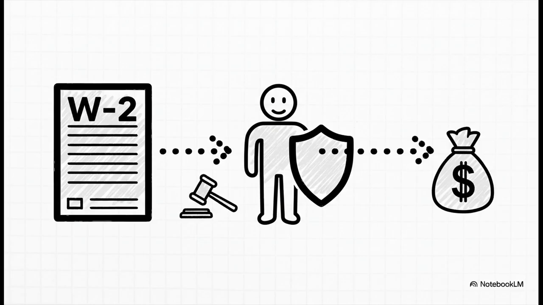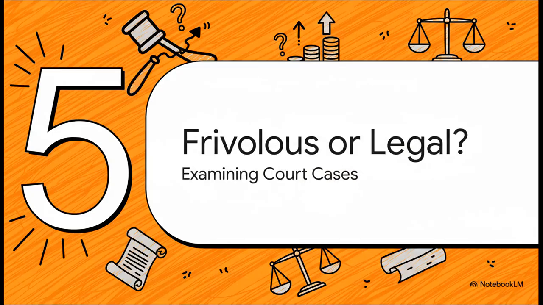The source argues that when you get a W-2, it only creates a presumption that your pay was income. It's not set in stone. And like any presumption in the legal world, you have the right to challenge it, to rebut it with your own evidence. Okay, now we have to talk about the elephant in the room.